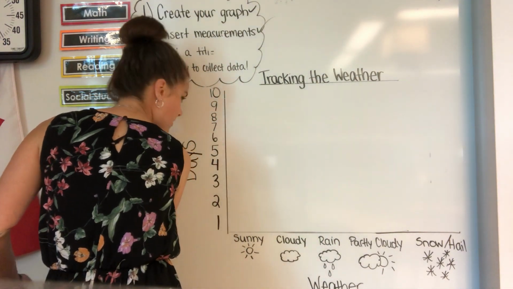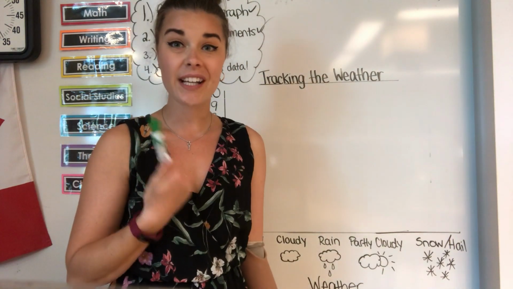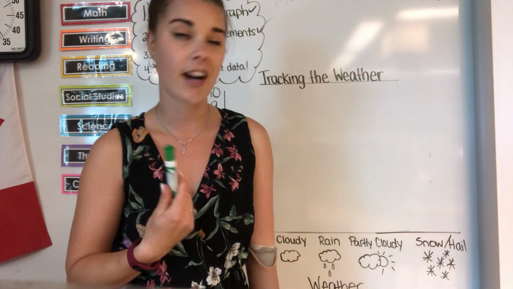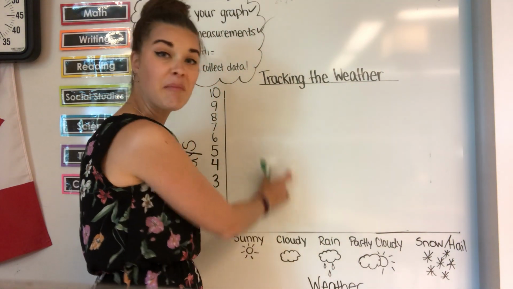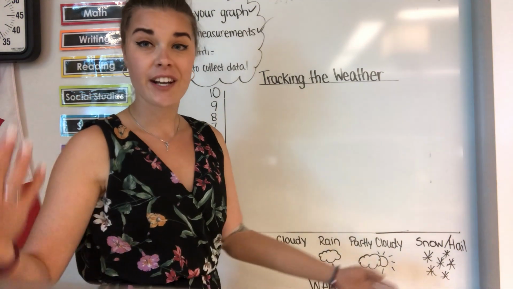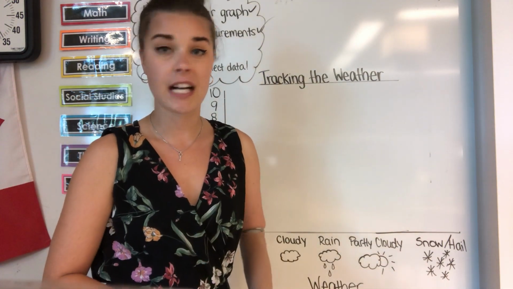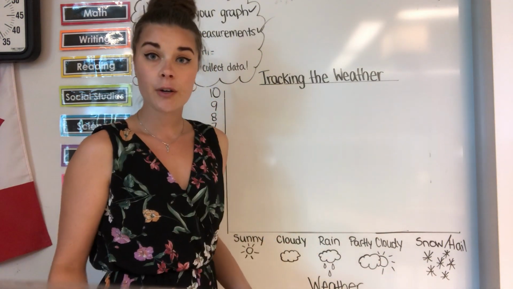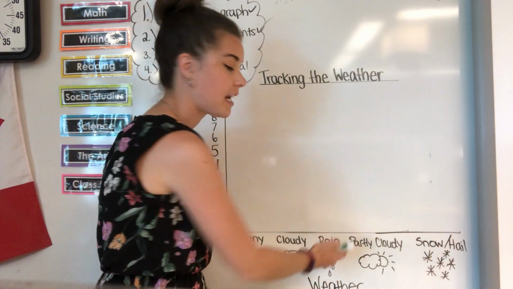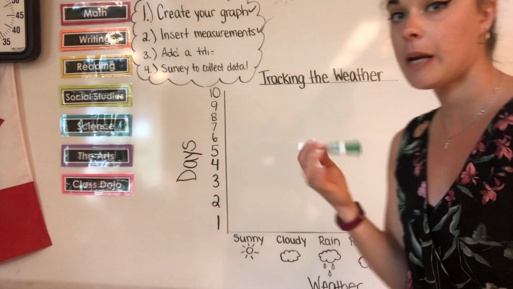So just like we read in the story, we're going to use a different color for each kind of weather, so that all of our bars in our bar graph will be different colors, and it'll be just so much easier for us to read. So, of course, for today, we've decided it's partly cloudy. I'm going to use a green marker.